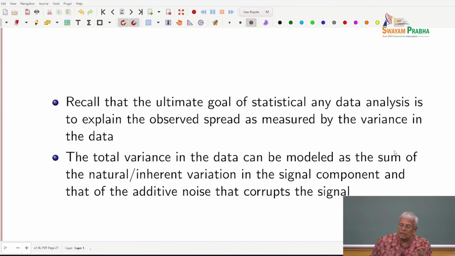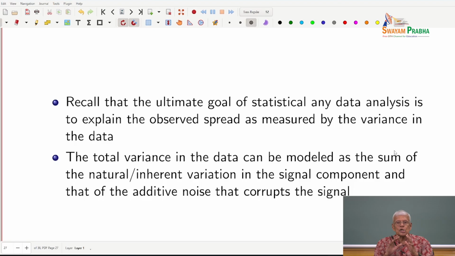Recall that the ultimate goal of any statistical data analysis is to explain the observed spread, as measured by the variance, in the data. That's a fundamental thing. You can't change the data. The data inherits a very natural dispersion in the space of representation. So I would like to be able to describe this dispersion, and if I can explain the dispersion, then I can say I understand the distribution of the data. So the total variance of the data can be modeled as the sum of the natural or inherent variations of the signal component and that of the additive noise that corrupts the signal.